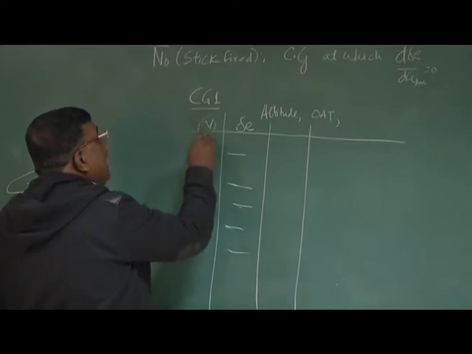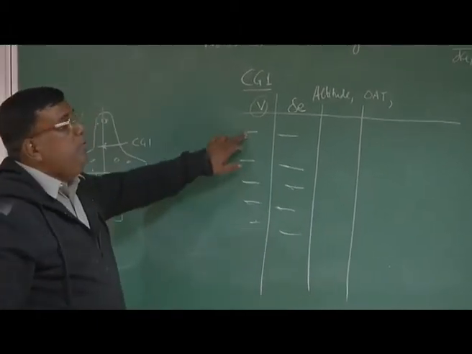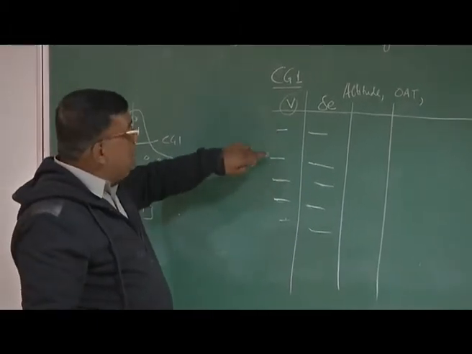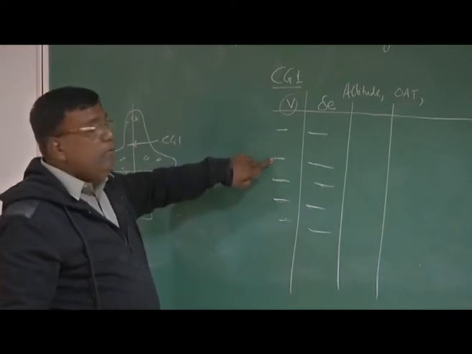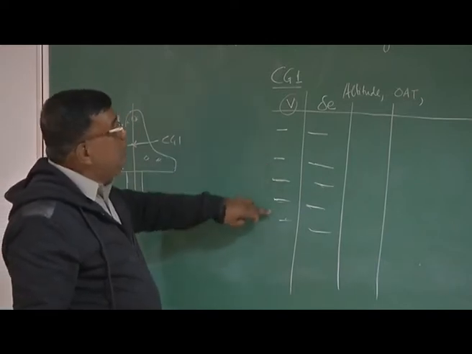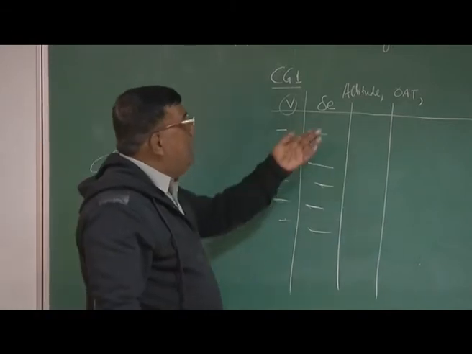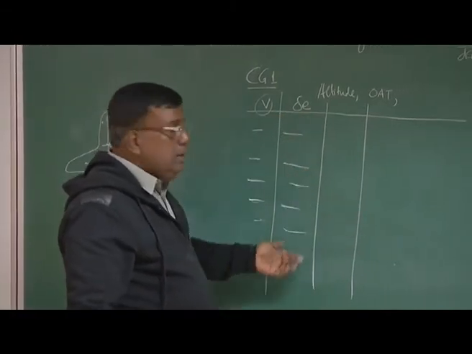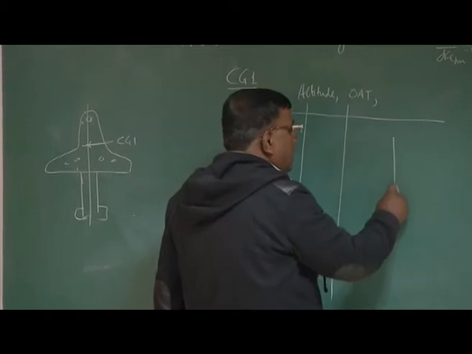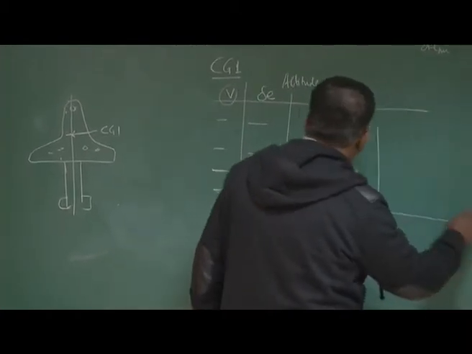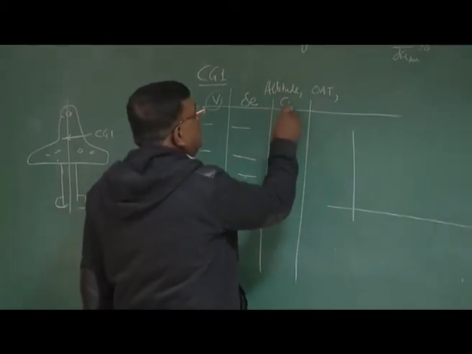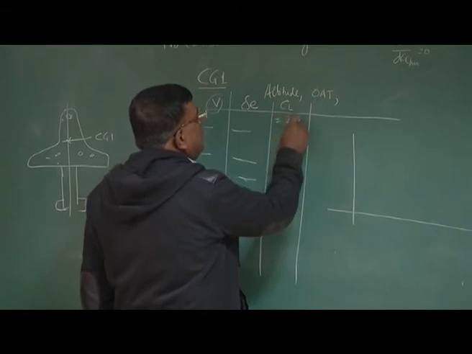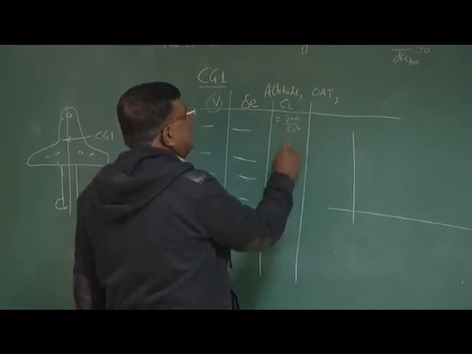What is this V? At this V, I am maintaining lift equal to weight. So one trim. At this speed, I am maintaining lift equal to weight. Another trim. So 1, 2, 3, 4, 5 trim I get, and for that I get different delta E. Then what I do? I convert V to CL, which should be equal to 2W by S by rho V square.